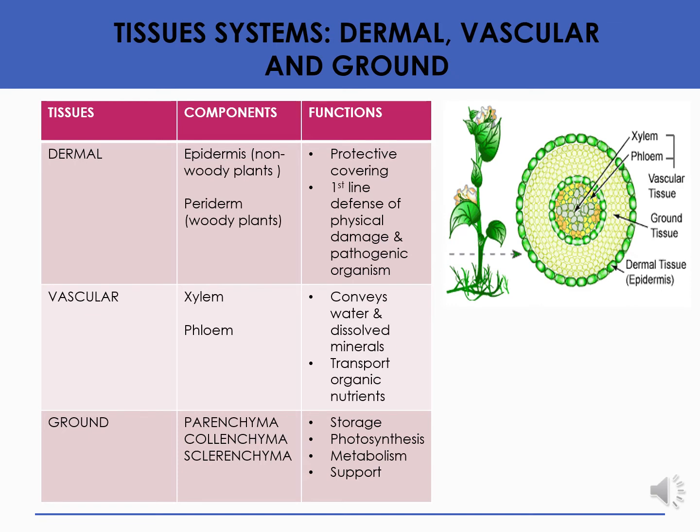Okay, tissues that are neither dermal nor vascular are part of the ground tissue system. It includes various cells specialized for functions such as storage, photosynthesis, metabolism, and support. There are three examples of ground tissue cells: parenchyma cells, collenchyma cells, and sclerenchyma cells. Later, we will discuss the function of each cell.